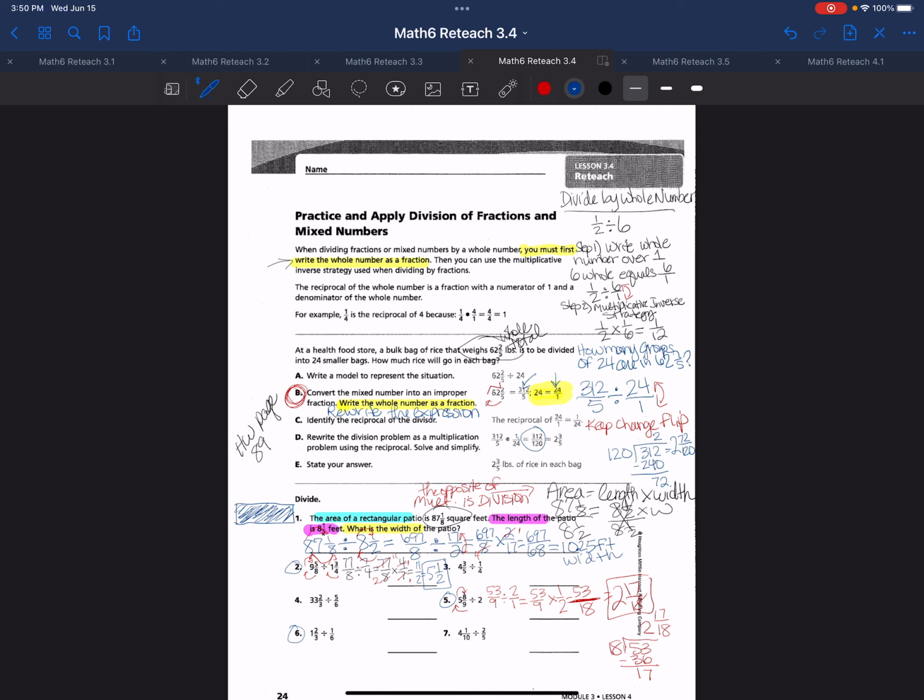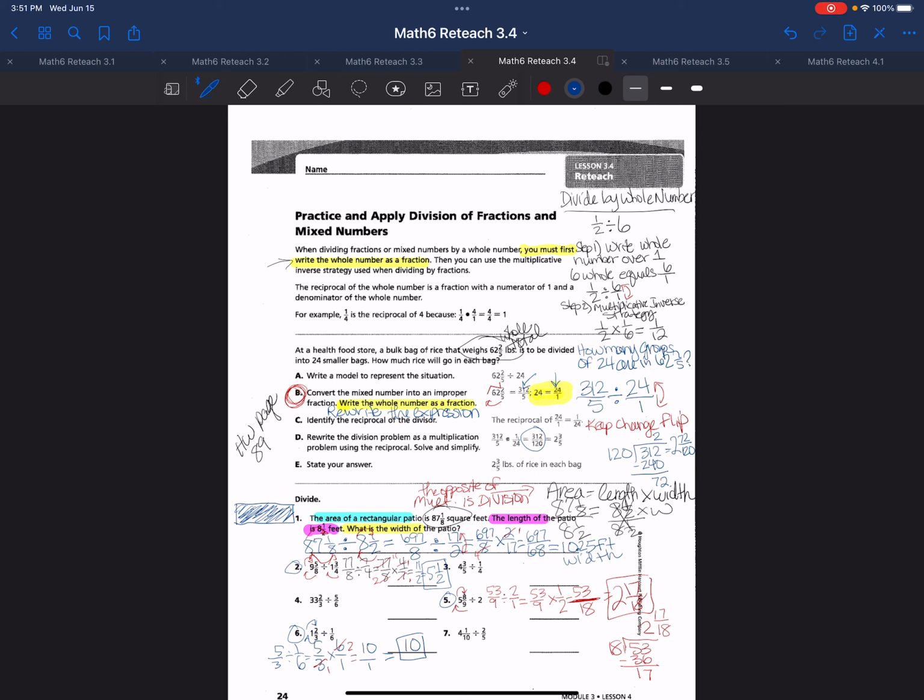And then let's look at number 6. Change this to an improper fraction. 3 times 1 is 3, plus 2 is 5. So I have 5/3 divided by 1/6. Keep, change, flip. 3 is a factor in both. So then I get 5 times 2 is 10 over 1, but the answer is 10.